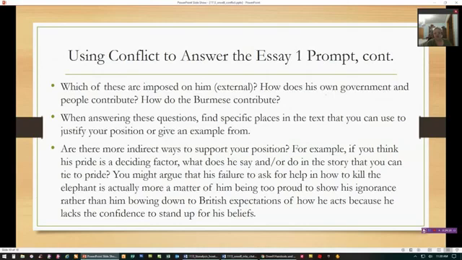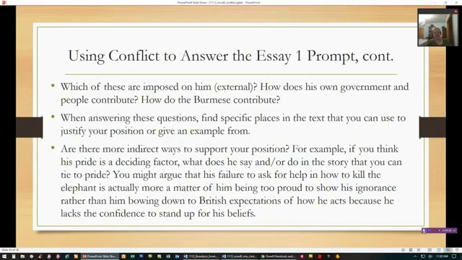And again, the second to last point: what are the specific places that you can find evidence to justify your belief that this is a major conflict? And then not just look for the obvious places, but what are some of the more indirect ways to support your position? And I give you an example of that. Like, if you think that the problem that's getting in his way, maybe you see it as an internal conflict, is his pride, right?